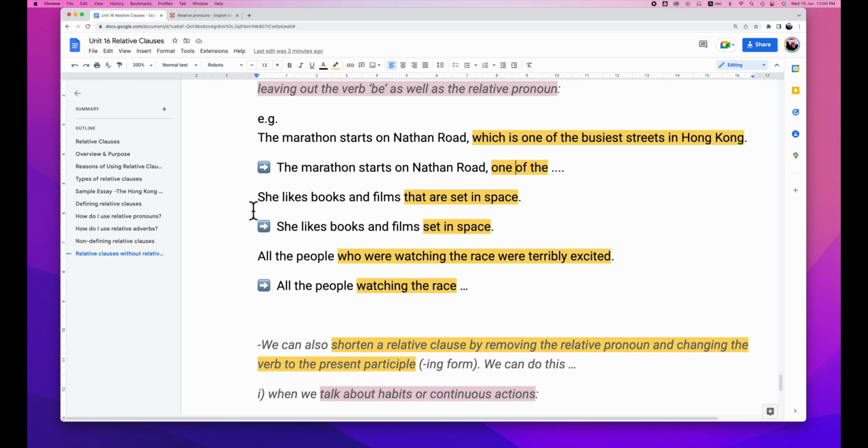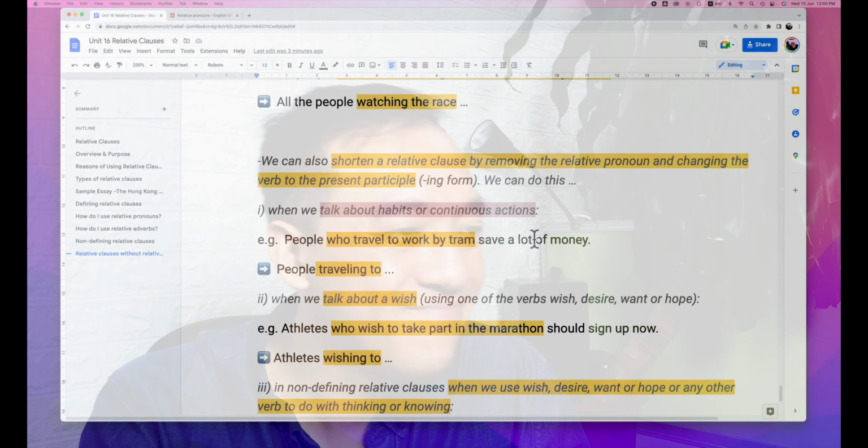And the other example, she likes books and films that are set in space, becomes: she likes books and films set in space. That is some other situation. We can change relative clauses into participial phrases. Let's take a look at what situation we can do that.